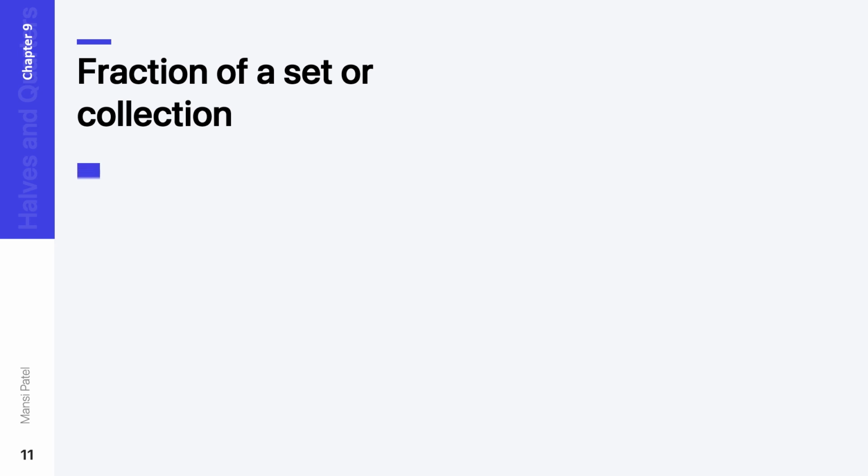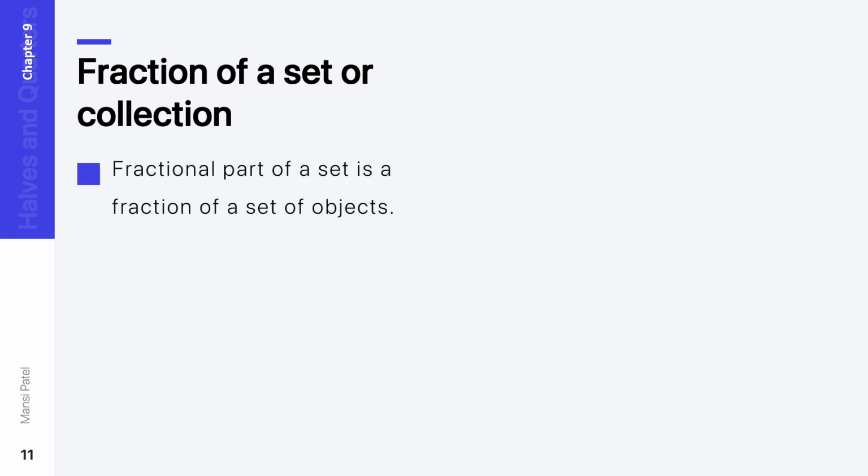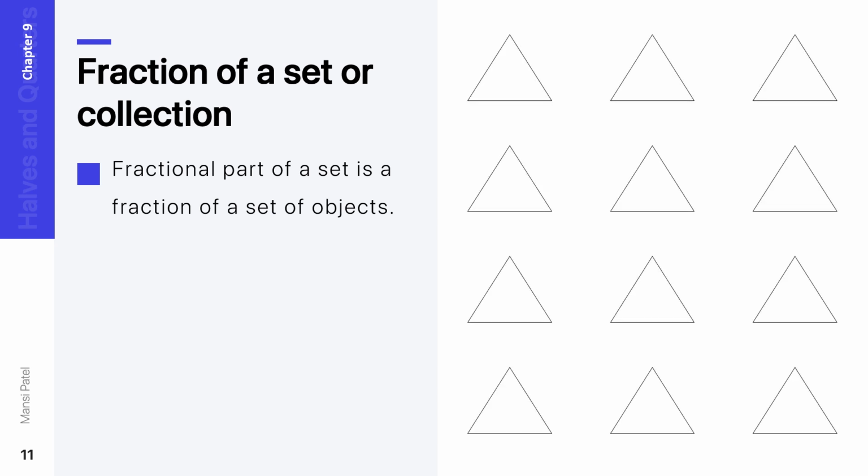Fraction of a set or a collection. See here, what is the meaning of that? A fractional part of a set is a fraction of a set of objects. See here, I am giving a group of 12 stars, and you have to find out 3 upon 4 of 12.